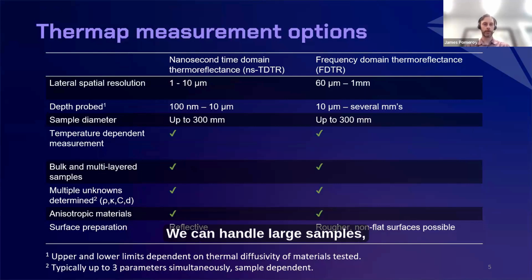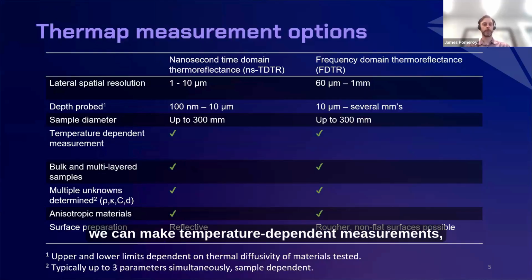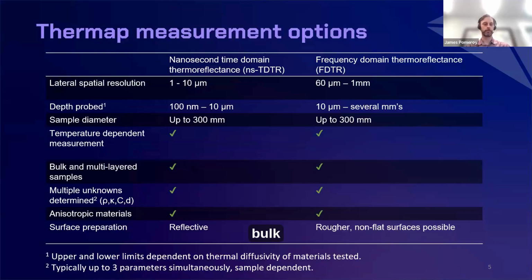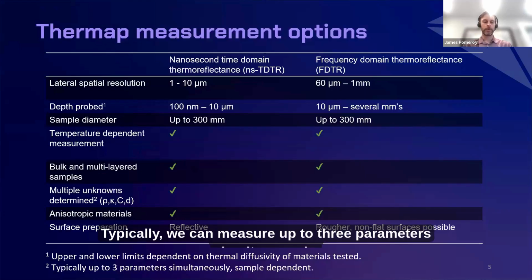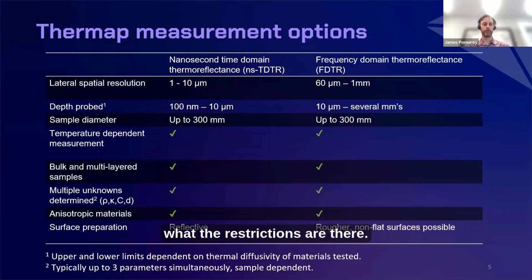We can handle large samples. We can make temperature-dependent measurements, bulk samples or multi-layered samples. We can fit multiple unknowns, including density, specific heat, thermal conductivity. Typically, we can measure up to 3 parameters simultaneously. We'll come back to that a little bit later, what the restrictions are there. Anisotropic materials can be measured.